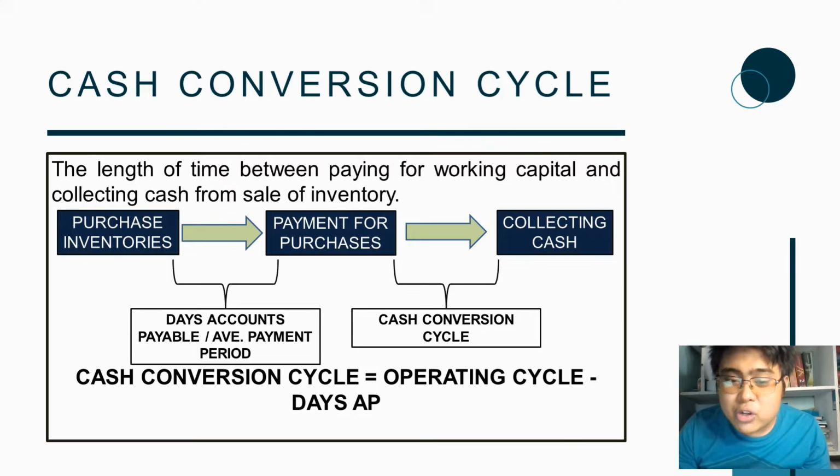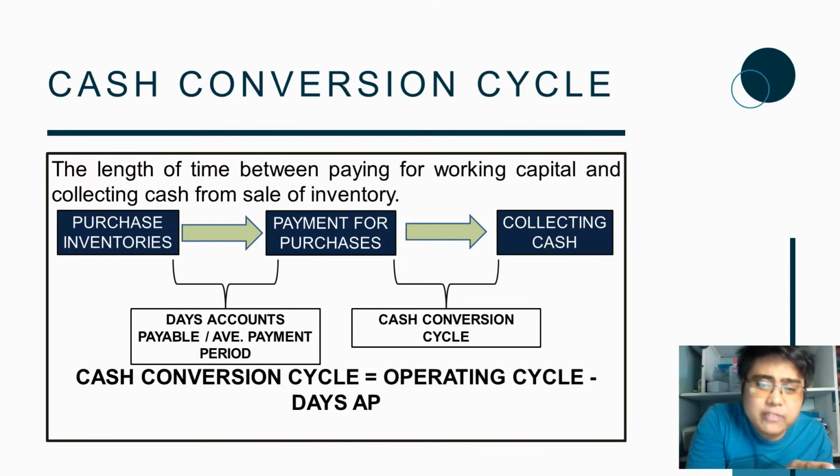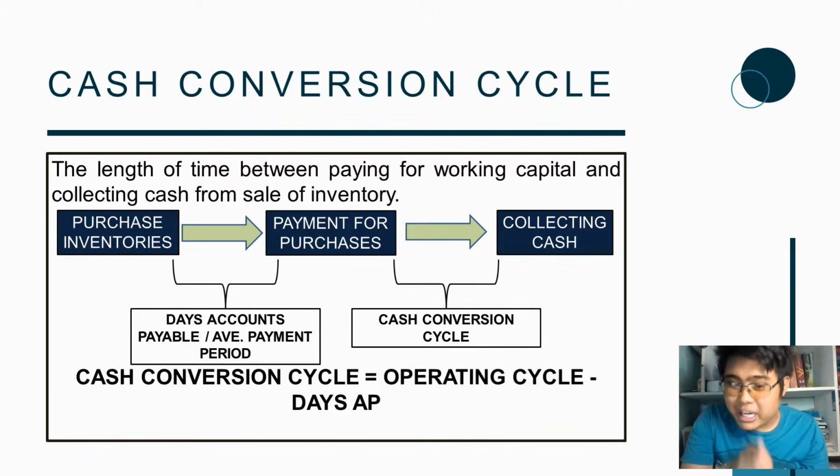Sir, bakit bina-minus yung days AP? Kung titignan mo, from purchase of inventories until collecting cash, operating cycle yon. Pero hindi naman sila pareho ng starting point. Pansinin mo, anong starting point ng cash conversion cycle? Yung payment. Kaya ibabawas mo yung lumipas na oras mula sa bumili ka ng inventory until nagbayad ka, kasi ang operating cycle magsisimula from the moment na bumili until makakolekta ng cash. So that would be the formula for your cash conversion cycle.